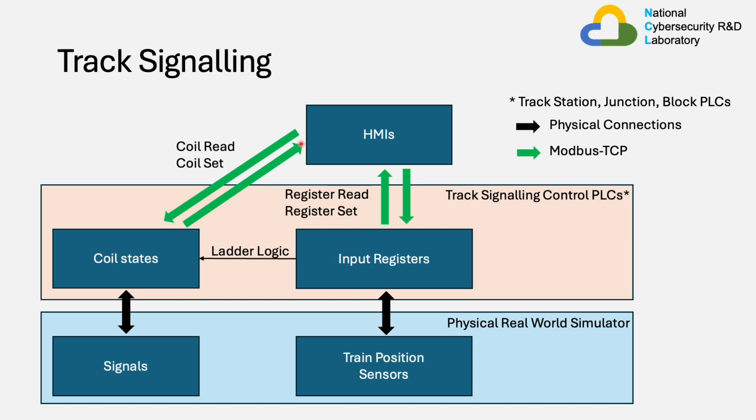The HMI corresponding to the PLCs also communicate with the PLCs through Modbus TCP. These are either register read, register set, coil read, or coil set requests. The read requests help the HMIs collect information about the track, and the set requests allow the HMIs to interact with and influence the track.